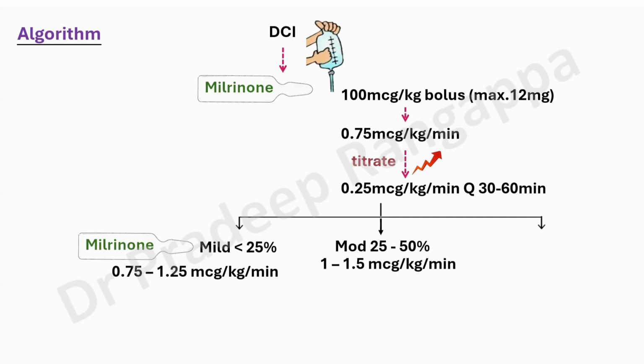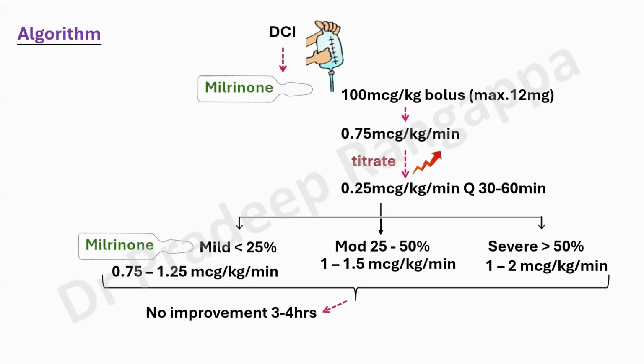If it is moderate vasospasm, where you have more than 160 centimeters per second, use Milrinone at a dose of 1 to 1.5 micrograms per kg per minute. If there is severe vasospasm, where it is more than 200 centimeters per second, then use a dose of 1 to 2 micrograms. So basically, starting from 0.75, the maximum is up to 2 micrograms per kg per minute. You can create a protocol and keep this in the ICU.